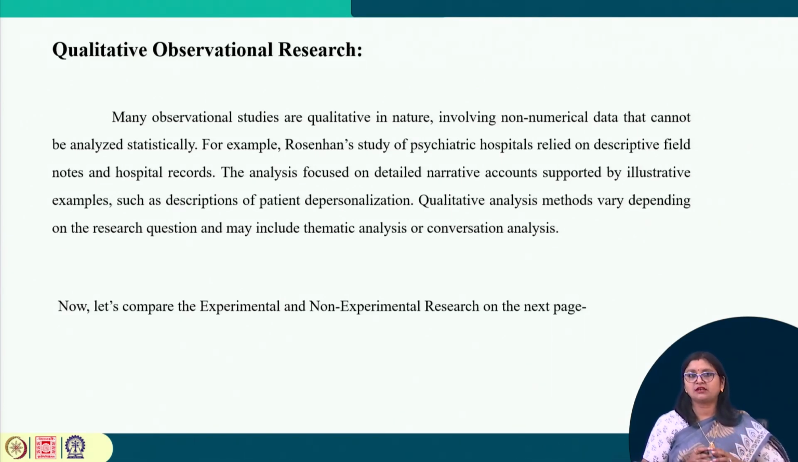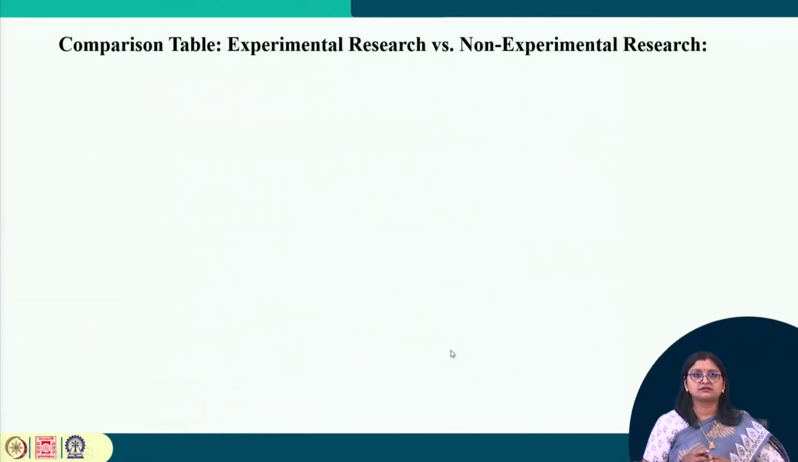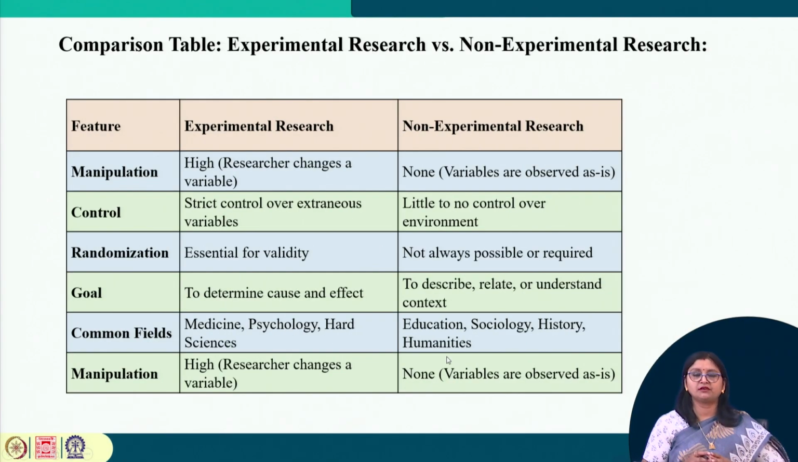So, this qualitative observational research concept I have taken from John W. Best, and now let us compare experimental and non-experimental research on the next sheet. Here I have prepared a table for your better understanding, to check that your concept is clear regarding experimental research and non-experimental research on the basis of manipulation. In experimental research, there is high manipulation, but in non-experimental research, there is no manipulation of the variables.